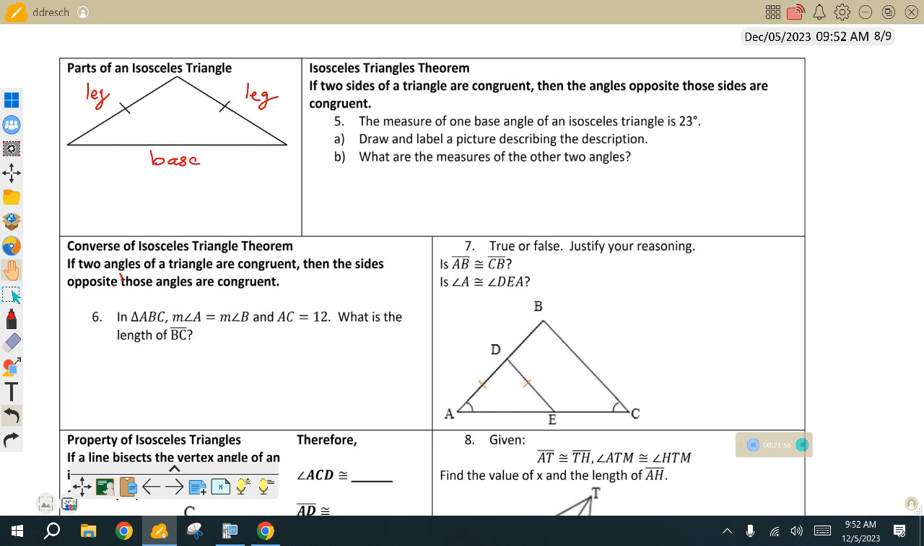Now, the three angles actually get a couple specific names. The two angles that are congruent, we call those the base angles. Okay. And then the one up top, included between the two legs, anybody remember what we called that angle between the two legs? That's a nice one. We call that the vertex angle. Okay.